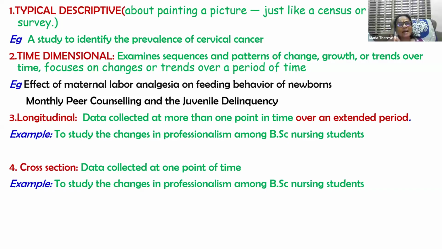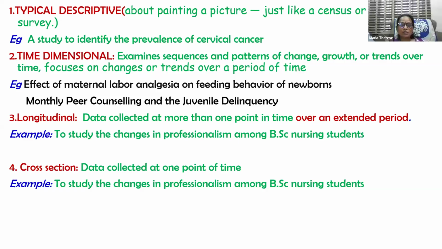And what do you mean by time dimension? Here the researcher would be examining the sequence or pattern of change, growth, and trend over time, focusing on the changes or trend over some period. For example, the effect of maternal labor analgesia on feeding behavior of newborn, and multi-peer counseling and juvenile delinquencies. Here, how often we are conducting, with the time duration, the period, what changes are taking place, what is the pattern of changes, or is there any growth. If we are disseminating that result, it is called time dimension.